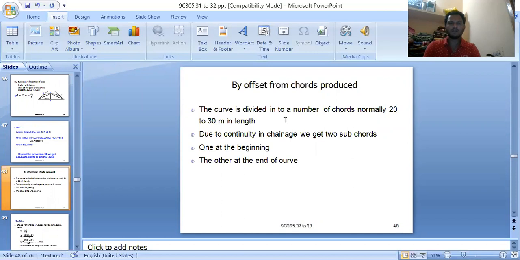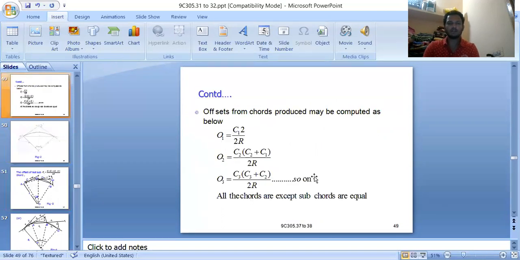The curve is divided into a number of parts, normally 20 to 30 meters in length. Due to continuity in chainage, we'll get subparts, one at the beginning and the other at the end of the curve. Offsets from chord produced may be computed as below. So these are the formulas for offsets from chord produced. O1 is equal to C1 square divided by 2R. O2 is C2 into (C1 plus C2) by 2R. O3 is C3 into (C2 plus C3) by 2R and so on.